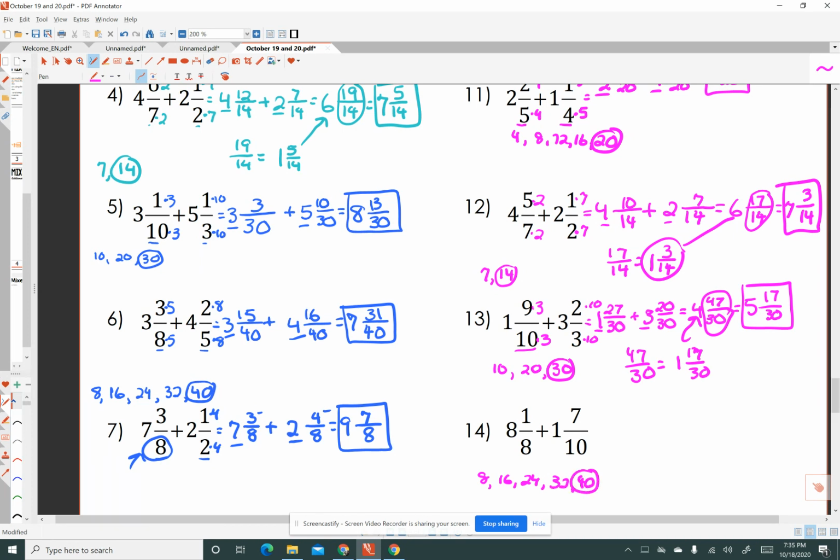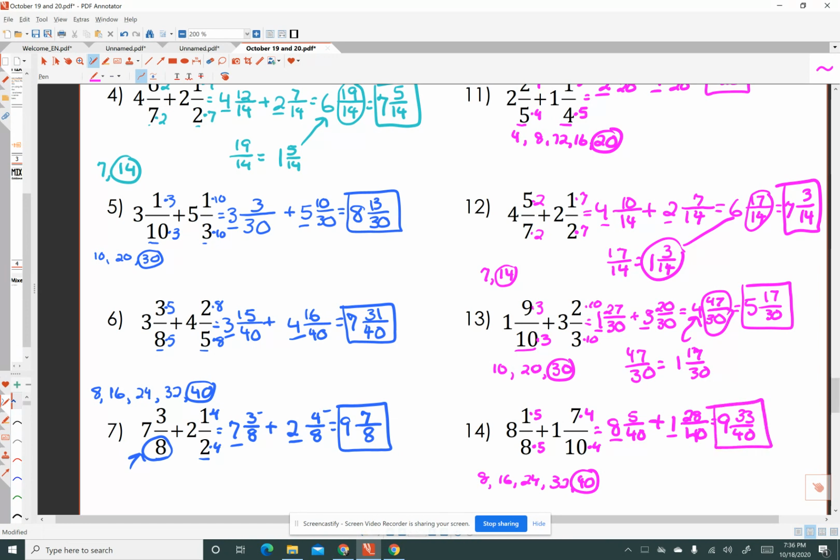And the last one on this page, let's think about, we have multiples of 8: 8, 16, 24, 32, 40. There's our new multiples. So we're going to be working with denominator of 40ths. So 8, and how many 40ths? Well, 8 times 5 is 40. 1 times 5 is 5. Plus 1, and again, how many 40ths? Well, 10 times 4 is 40. 7 times 4 is 28. So 8 plus 1 is 9. 28 plus 5 is 33. 9 and 33/40, and believe it or not, that's our final answer.